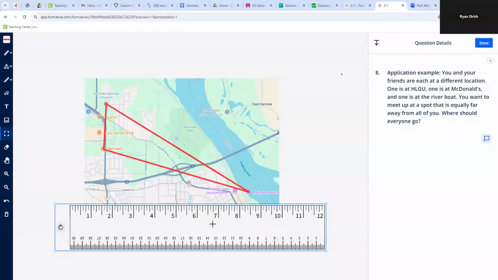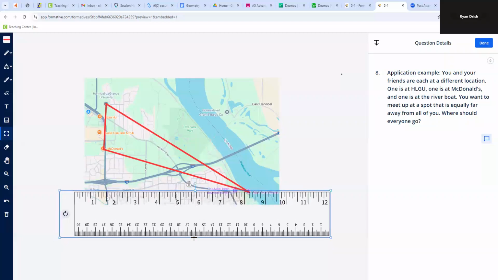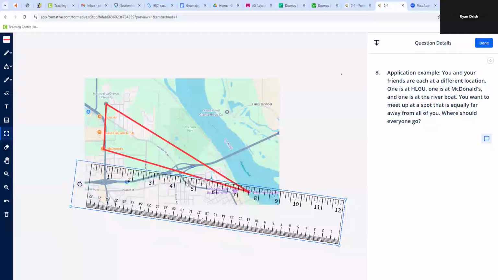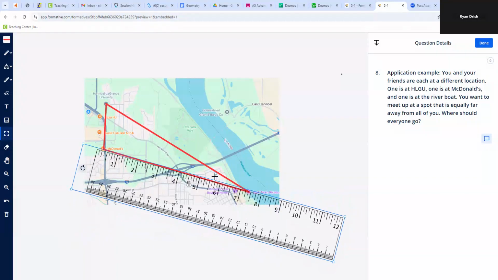I should have rulers and protractors for you, but here's kind of the way that we're going to go about doing this. We need to construct the perpendicular bisectors. So we need two things. We need it to be perpendicular, and we need to bisect. Bisect means cut in half.